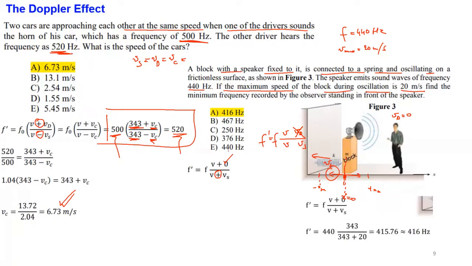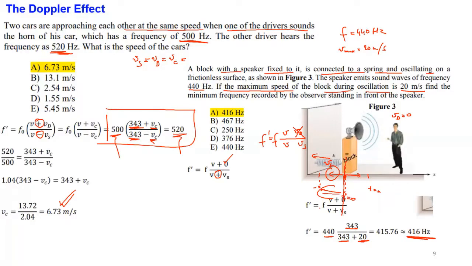Okay. So let's put it, and then of course you will have your answer. I know everything. This is the original frequency. This is the speed of sound plus 0, since the detector is at rest. This is the speed of sound plus 20, plus because it's moving away. And this is the minimum frequency. It happens when I'm crossing the equilibrium position, but moving away, basically going in this direction, to the left.